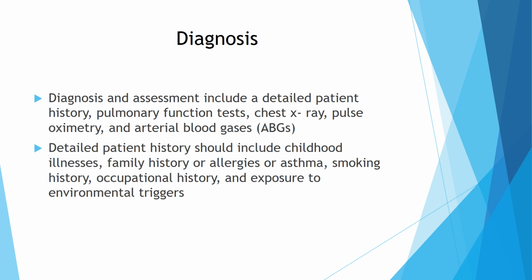arterial blood gases. Detailed patient history should include childhood illnesses, family history or allergies or asthma, smoking, are they smoking now? Have they ever been a smoker? Occupational history, what do they do for a living? Where do they work? And then exposure to environmental triggers. Do they like to work outside? Do they like gardening? Do they bring flowers into their home? Do they have pets? Do they have a fireplace?